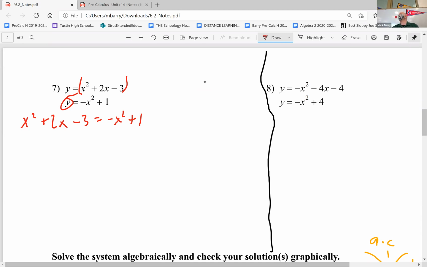All right, now whenever I have an x squared, I want to get one side to 0. And I've been telling you guys, I always like my x squared to be positive. So in this case, I'm going to move everything over to the left-hand side. So I'm going to add x squared, and I'm going to subtract 1. So these cancel out on the right-hand side. This turns into 0.